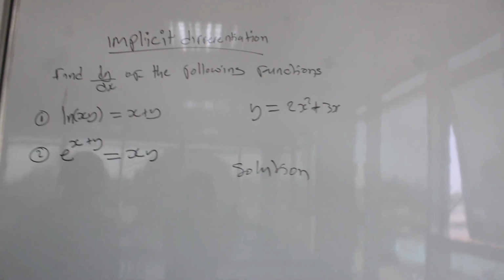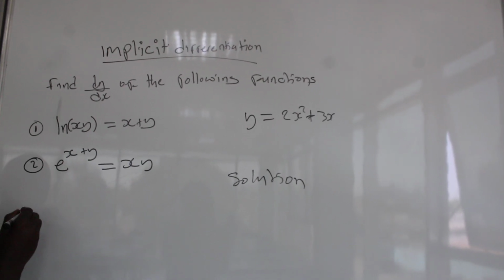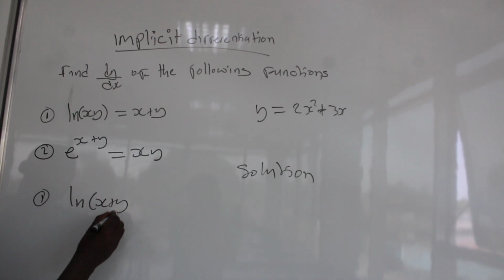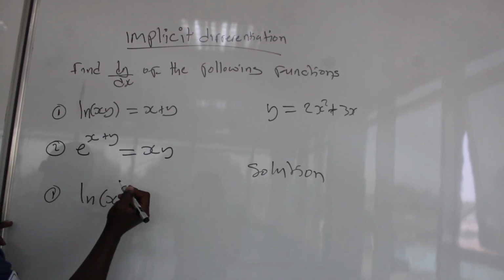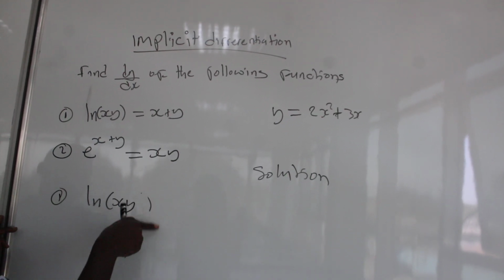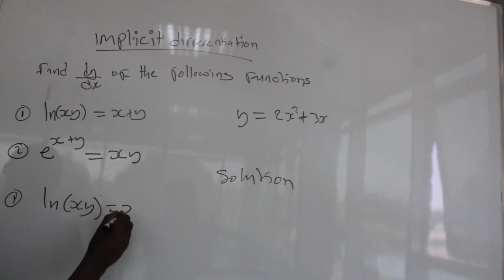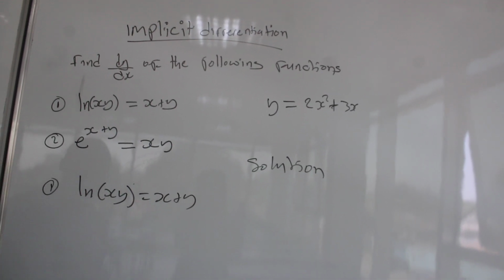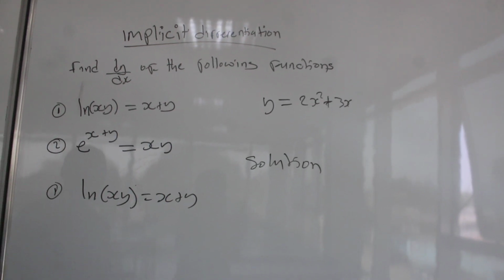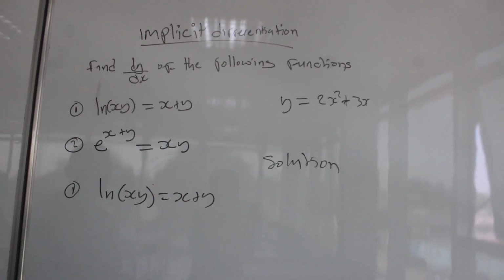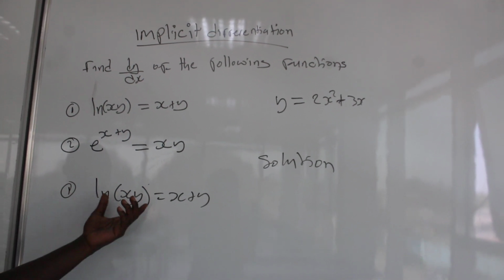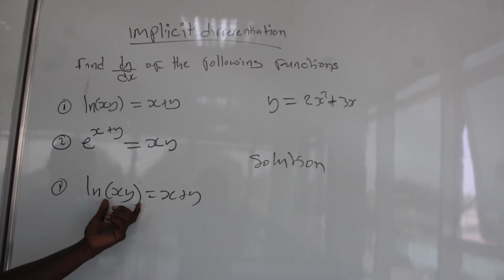So I'm going to start with this, which is natural log of xy equals x plus y. I'm going to be differentiating this function with respect to x. So how do you differentiate ln of xy? You see that the argument is a product of x and y.